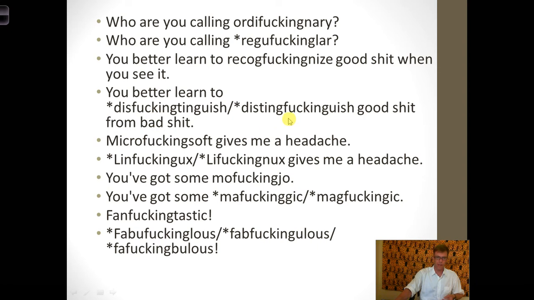Microsoft gives me a headache. That sounds great to me. Not the sentence, and you might relate to the sentence, but just Micro-fucking-soft. It just rolls off the tongue. It sounds good. Whereas Lin-fucking-nux, bad. It just doesn't work. Linux doesn't lend itself to a fucking inside of it. Lin-fucking-x, no. You've got some Mo-fucking-Joe. That sounds good. You've got some math-fucking-ematics, bad.